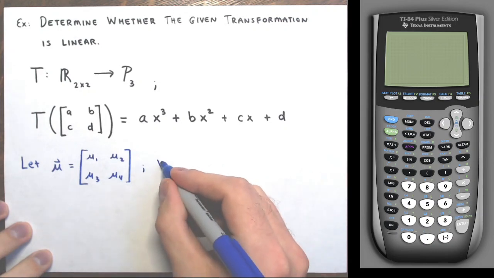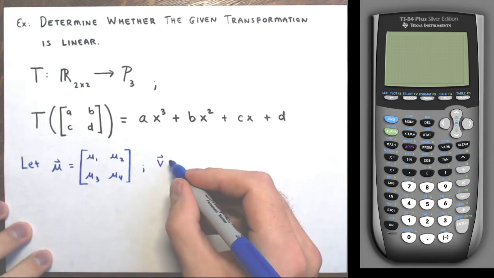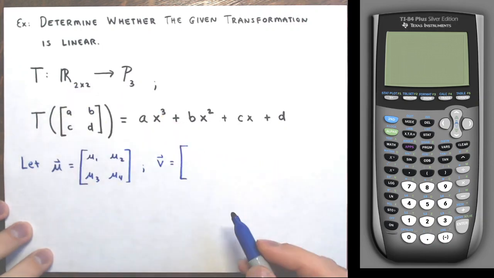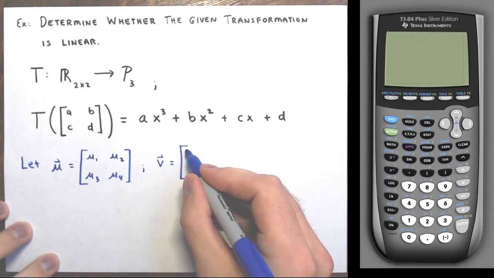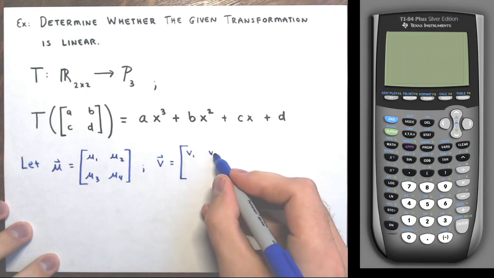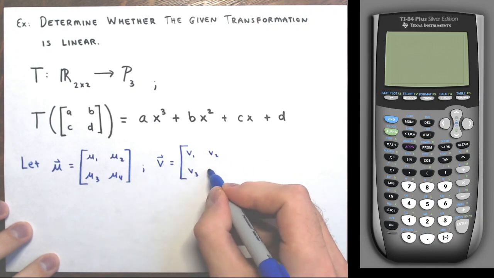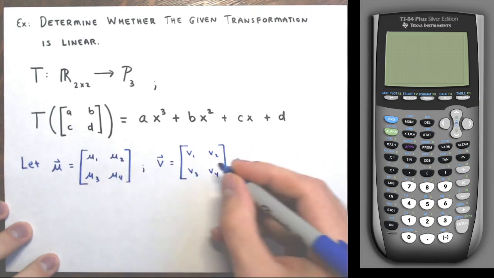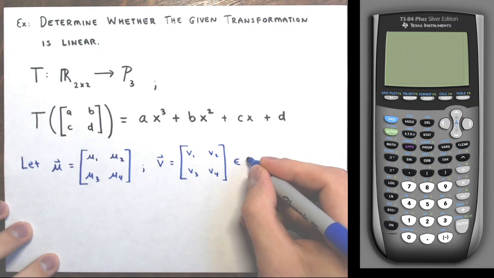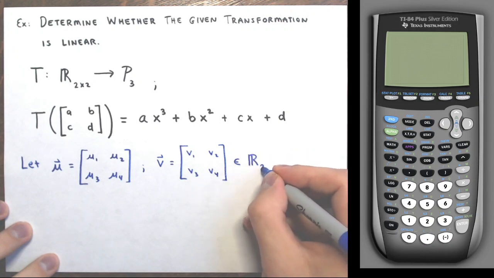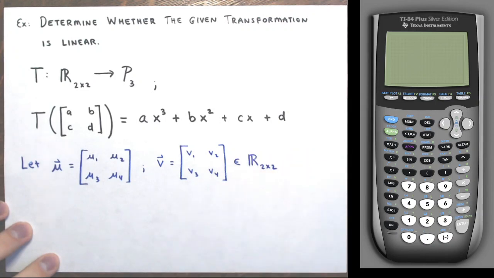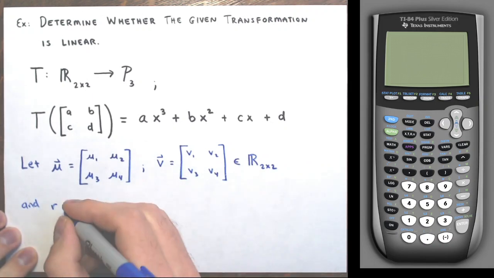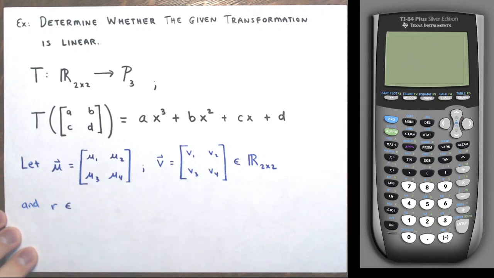And I'm also going to let another generic vector, some general vector representation of any vector from R2 by 2, call it V, with entries V1, V2, V3, and V4. So these represent any pair of vectors, any vectors at all from the domain set, the domain vector space.